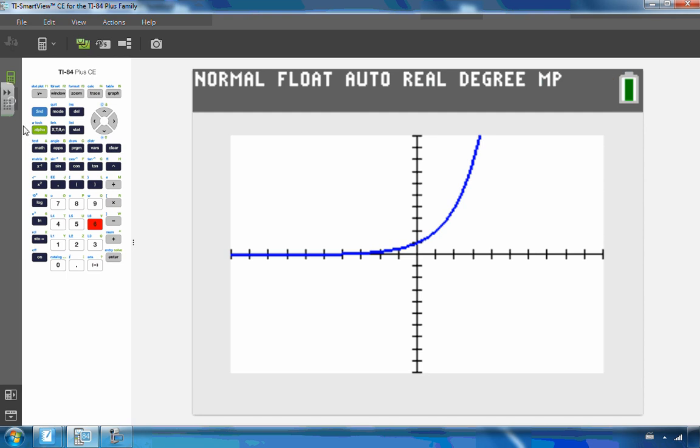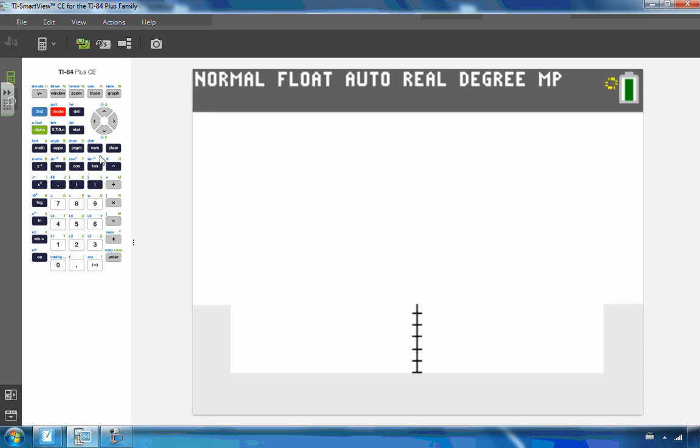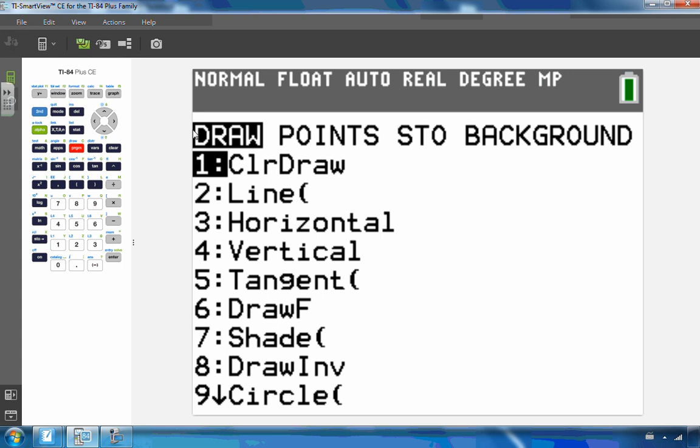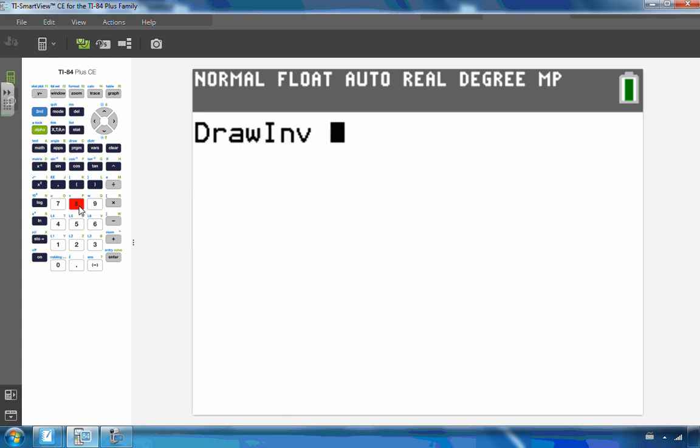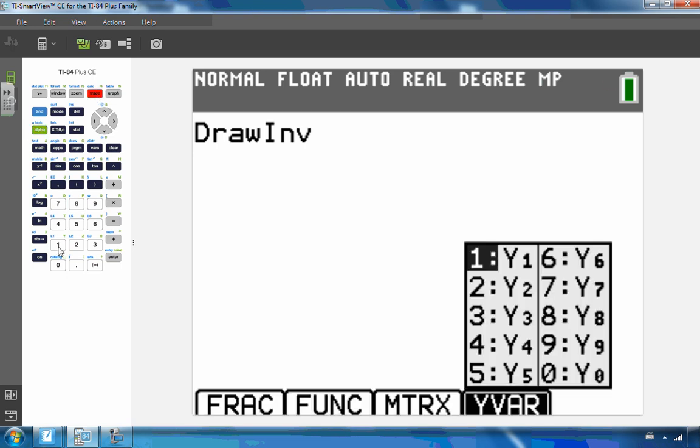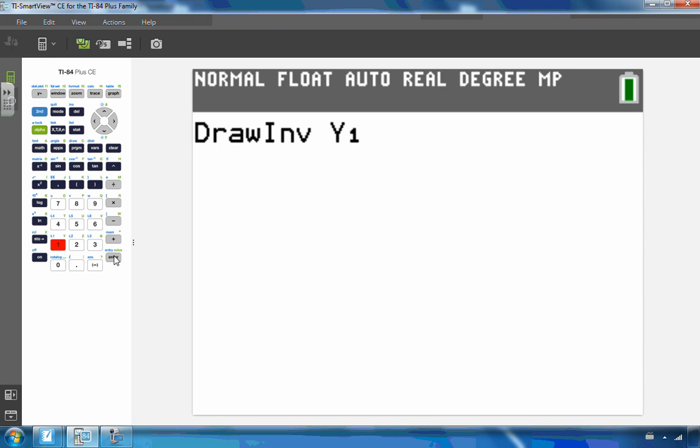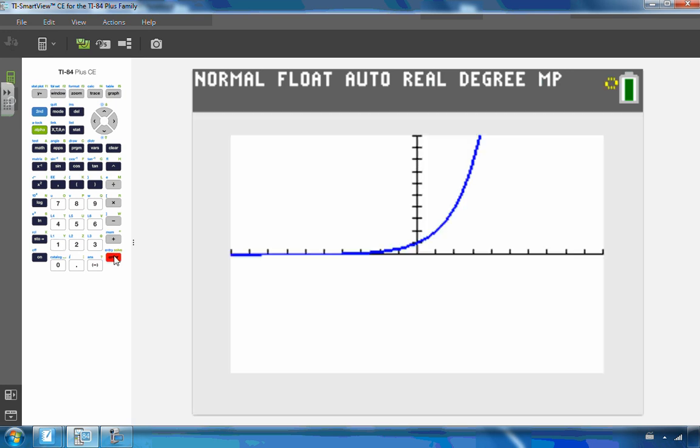If I want to do the inverse of that, let me show you the steps. We're going to go second program for draw, and here's all the things you can draw. We want to draw an inverse of what we have in y1. To get into y1, I go alpha trace, and then I choose option number 1. So I want to draw the inverse of what's in y1.